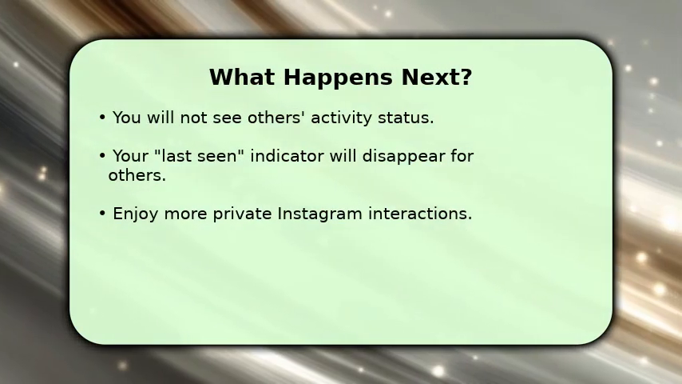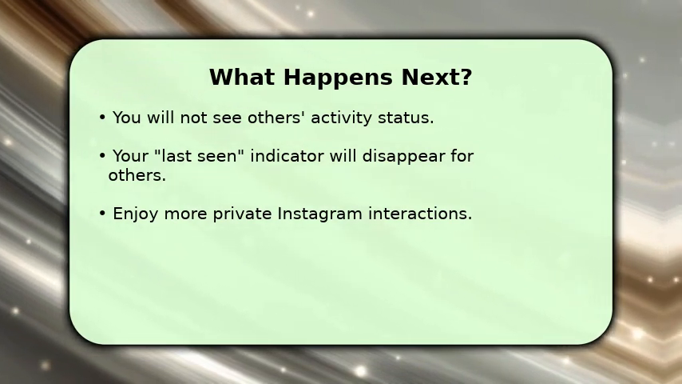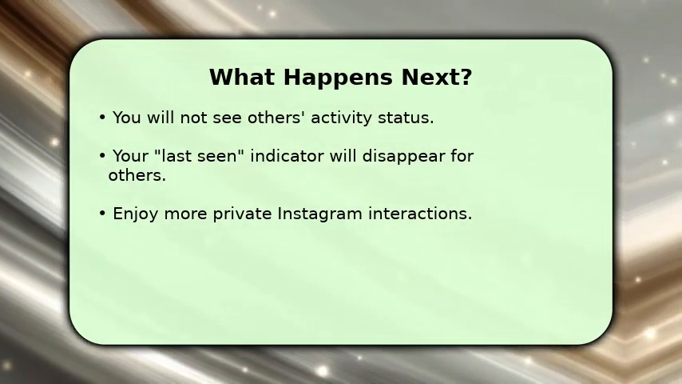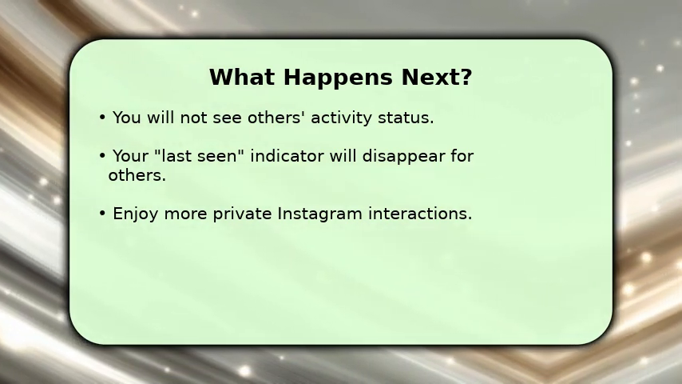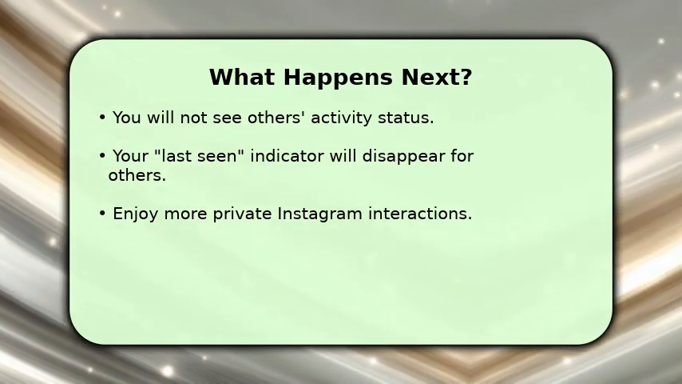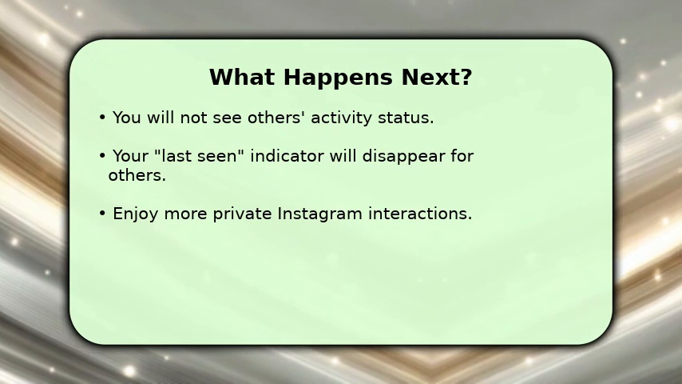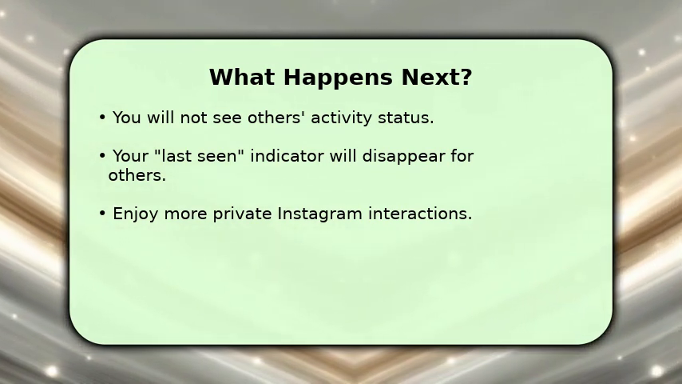Once you disable your activity status, two main things happen. First, others will no longer see when you are online or your last active time. Second, you also won't be able to see their activity status. This creates a more balanced and private experience for everyone involved, giving you greater control over your visibility.